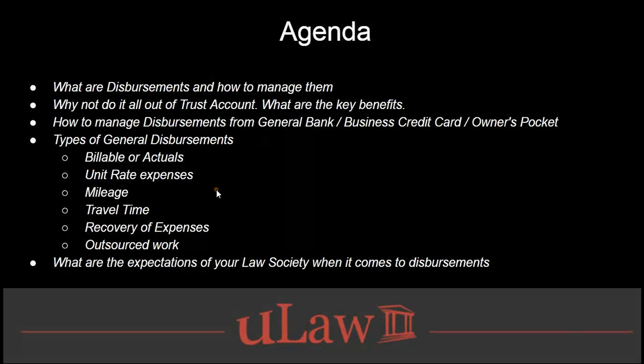And finally, we'll talk about some of the types of disbursements, right? Such as billable. A good example of billable disbursements could be your court fee or application fee. Unit rate expenses, such as photocopies, fax, mileage. This could be travel mileage for yourself or your assistant, anyone else involved, or other legal professionals that are involved in executing a particular matter. We'll look at travel time as an example, even recovery of expense and outsourced work.